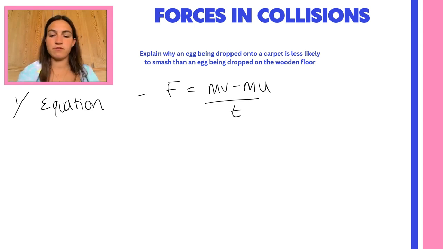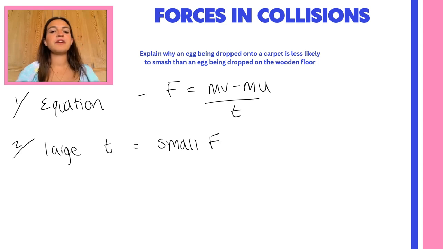So first things first, just write that out. Force is this. Then you need to say the following. If you had a very big T, as in a very big time, a very large denominator, that would give you a small force because you're dividing by a large number. So that would make your force smaller and smaller and smaller. So you need to state that next.